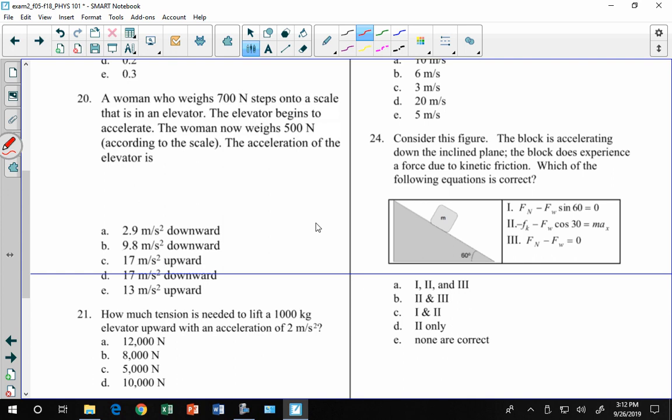So a woman who weighs 700 newtons steps onto a scale that is in an elevator, and the elevator begins to accelerate. The woman now weighs 500 newtons. The acceleration of the elevator is what? This is kind of like the problem that we did in class, where I have an object that's suspended by a tension force. Remember, we did this problem, and we said, well, there are 2 forces. There's the tension, and then there's also the weight, the actual weight of the person. In this case, the weight is given.